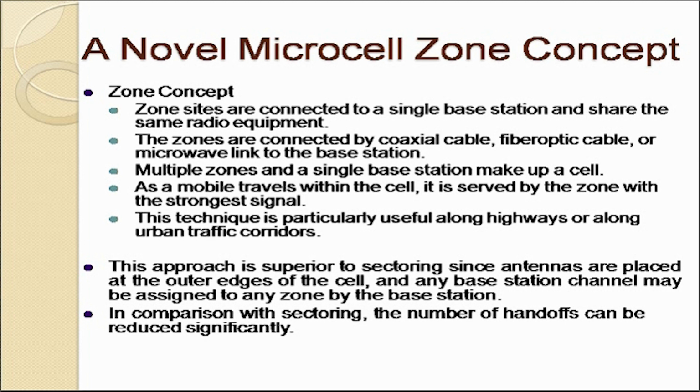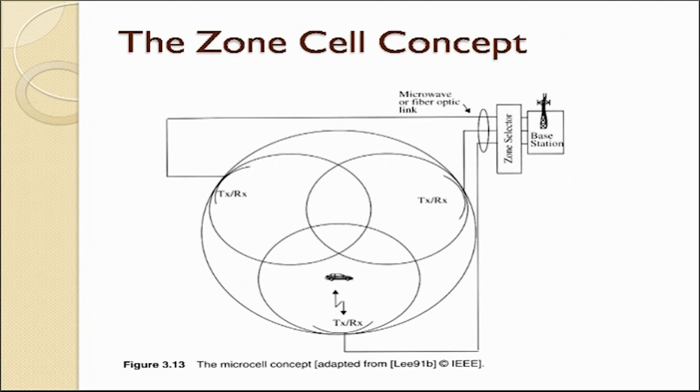This approach is superior to sectoring since antennas are placed at the outer edge of the cell and any base station channel may be assigned to any zone by the base station. In comparison with sectoring, the number of handoffs is reduced in this method. So this is the general concept of microcell.